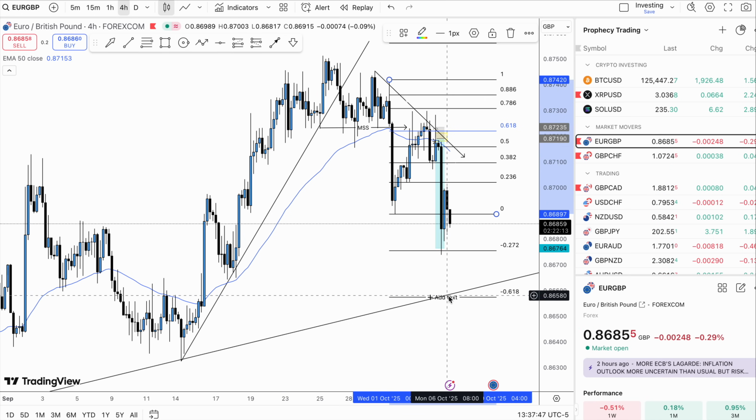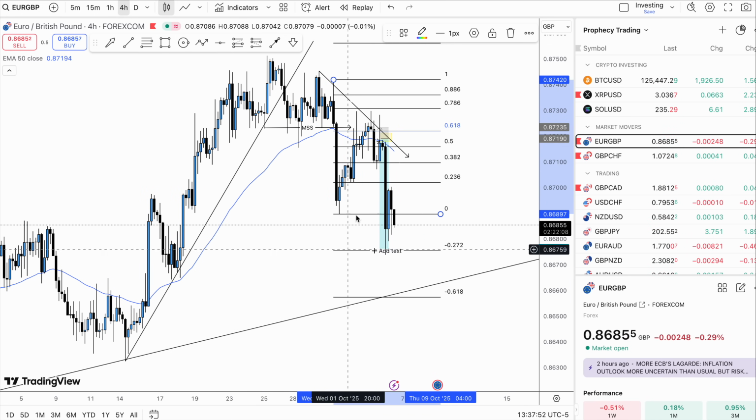Take profit 2 would be down here in confluence with the trend line. Considering the way price is printing and how it's been printing, this is a very aggressive take profit, so we're going to be more conservative, and we were targeting this area around the 0.86753 level.